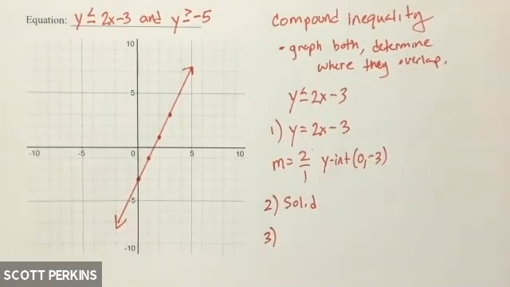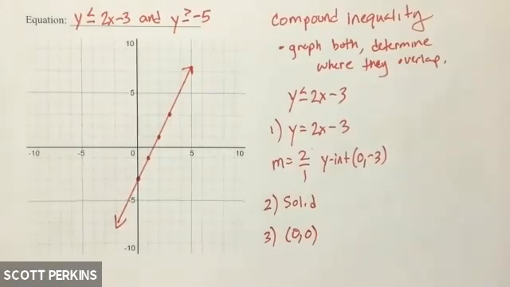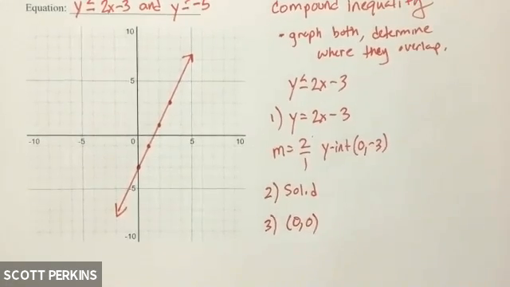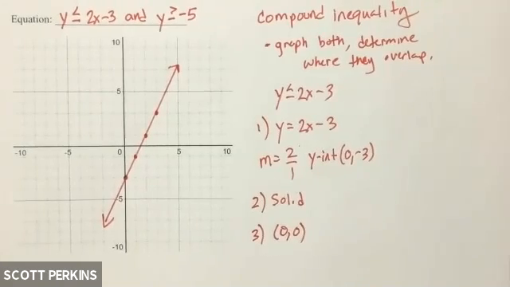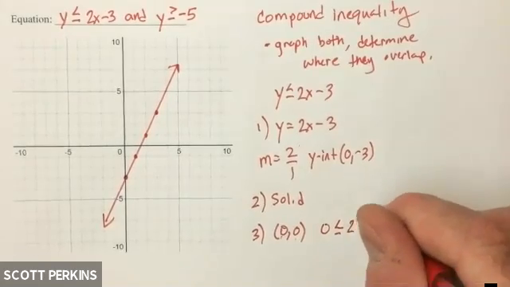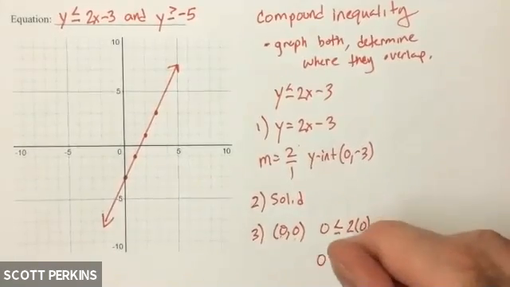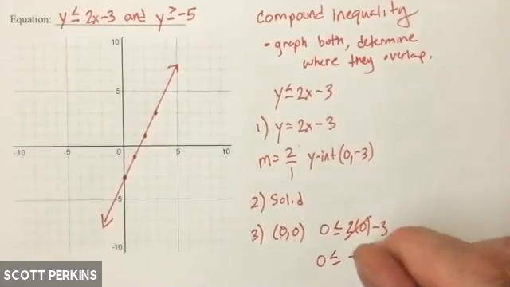Give me a test point. Okay, it doesn't have to be, but I like your enthusiasm for 0, 0. You can feel free to use something different. You are not bound by that. So I'm going to put in 0 for x, 0 for y. So 0 is less than or equal to 2 times 0 minus 3. So that's 0 is less than or equal to negative 3.